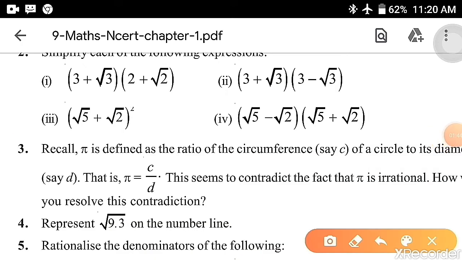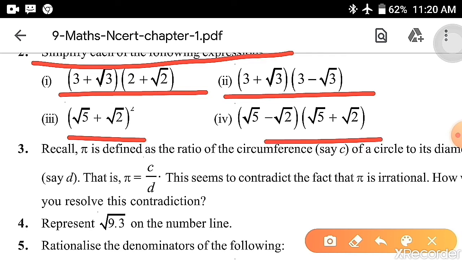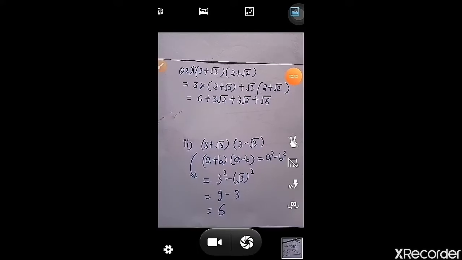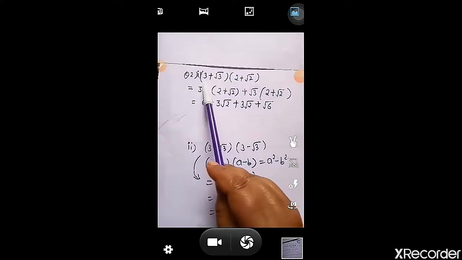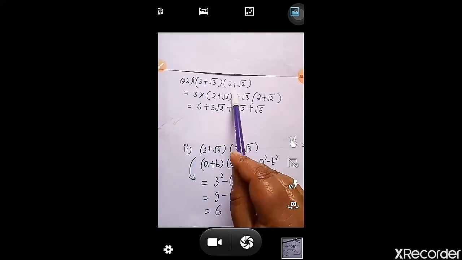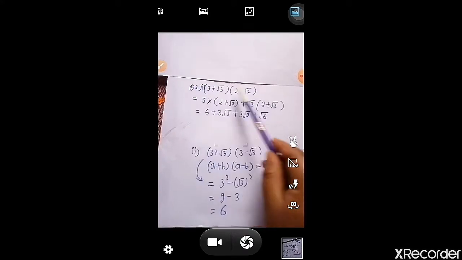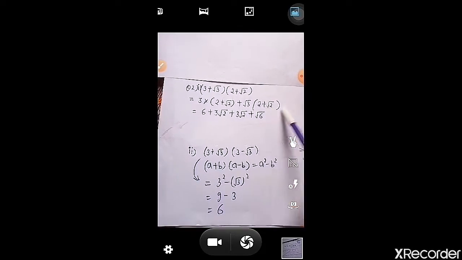Simplify each of the following. So first we have to simplify this, and then this, and then all of these we have to simplify. I will solve these questions and explain them also. See how we will do these questions. The first part is the one in which we have to simplify these two. We cannot use any identity in this, so we will directly multiply the 3 by this whole bracket plus root 3 by this whole bracket.